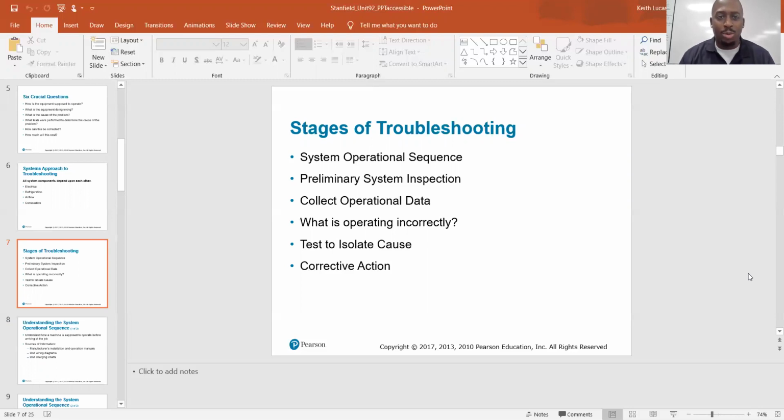So stages of troubleshooting: system operational sequence, preliminary system inspection, collect operational data, what is operating incorrectly, test to isolate cause, corrective action. So that's basically the process.